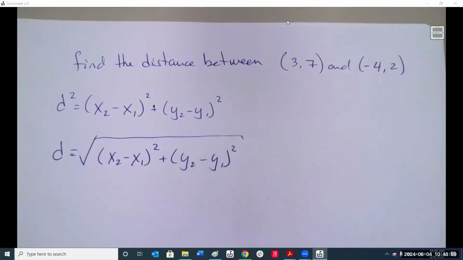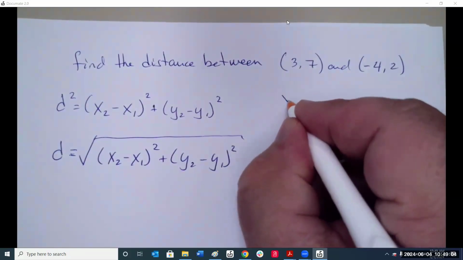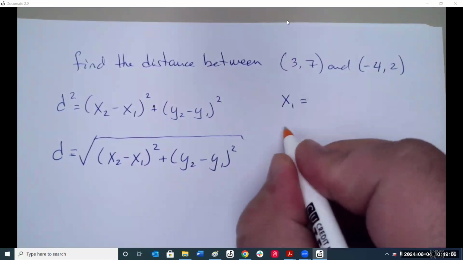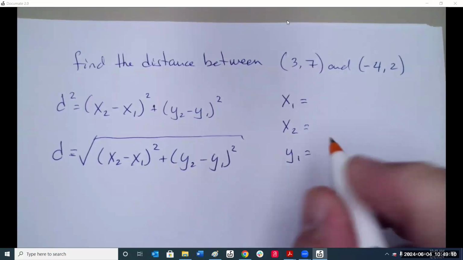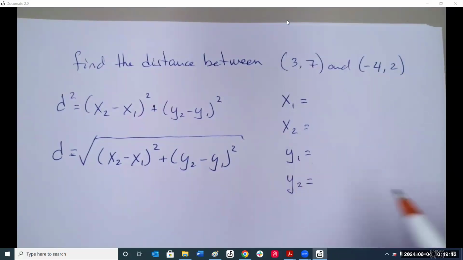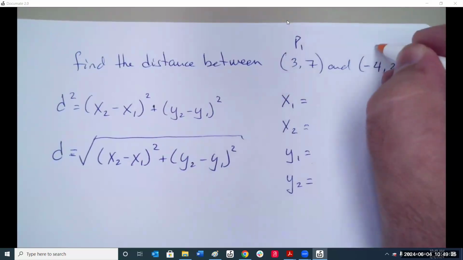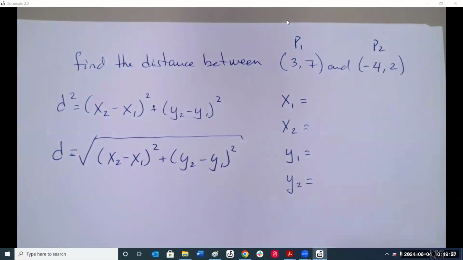So what's the first thing we have to do? Now, first thing to do is label x1, x2, y1, y2. The objective of this question is to find the distance. To find the distance, we first have to find what we're dealing with. So this is our first point, and this is our second point.